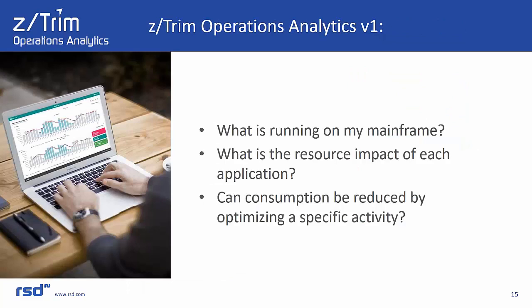So there are some basic questions that IT, business, and system decision makers need answered. What is running on my mainframe? What is the resource impact of each application? And can consumption be reduced by optimizing a specific activity to free up budget and funding for modernization initiatives?